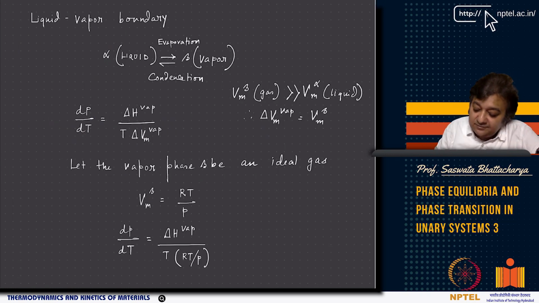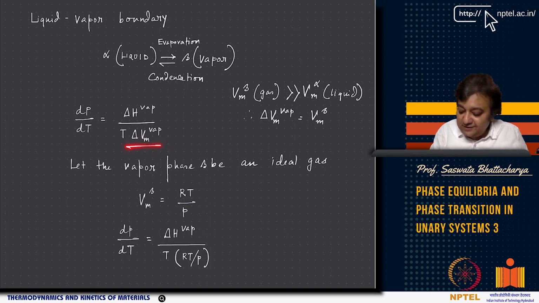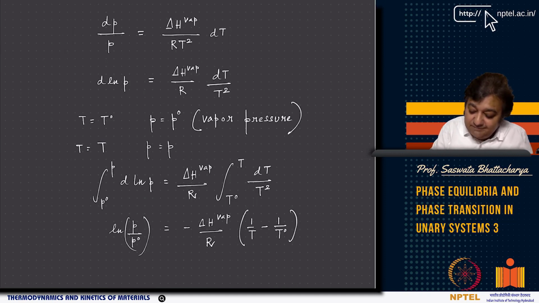Similarly, we can do it for a liquid vapor boundary, where you have alpha to beta transformation, evaporation and condensation, and so basically alpha is liquid and beta is vapor. Evaporation will give alpha to beta, and condensation will give beta to alpha. And we can assume that for gas, the molar volume of gas is much larger than that of the liquid. So then we have this equation dP/dT equals delta H vaporization by T delta Vm vaporization. So if you assume the vapor phase to be an ideal gas, then you can write Vm beta equals to RT by P, which we have done. So basically if we follow this equation, you get something like d ln P equals delta H vaporization by R dT by T squared. So I will basically continue in the next class, in the next week.